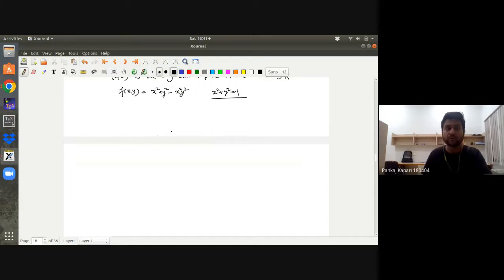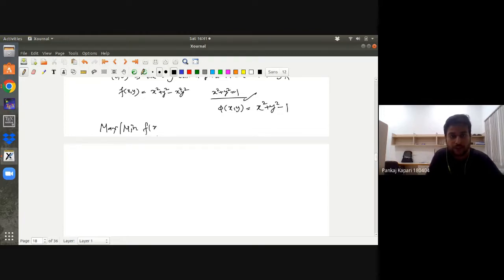So in this case, what is our phi? Because this is our constraint, phi of (x,y) is x square plus y square minus 1. So what is our problem? Our problem is either to maximize or minimize the function f(x,y) subject to the condition that phi(x,y) becomes 0. So this is our phi(x,y) and this is our f(x,y).